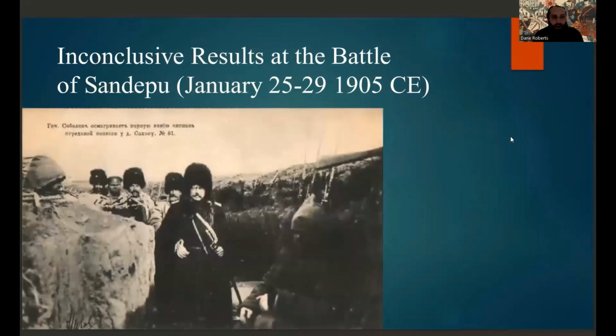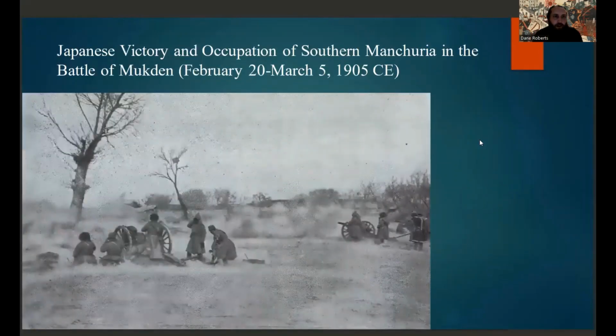As well as yet more inconclusive results at the Battle of Sandepu from January 25th to January 29th of 1905 CE. But the Japanese would shortly after that win a victory against the Russian army at the Battle of Mukden, and then would also lead to the Japanese army occupying southern Manchuria after this victory.